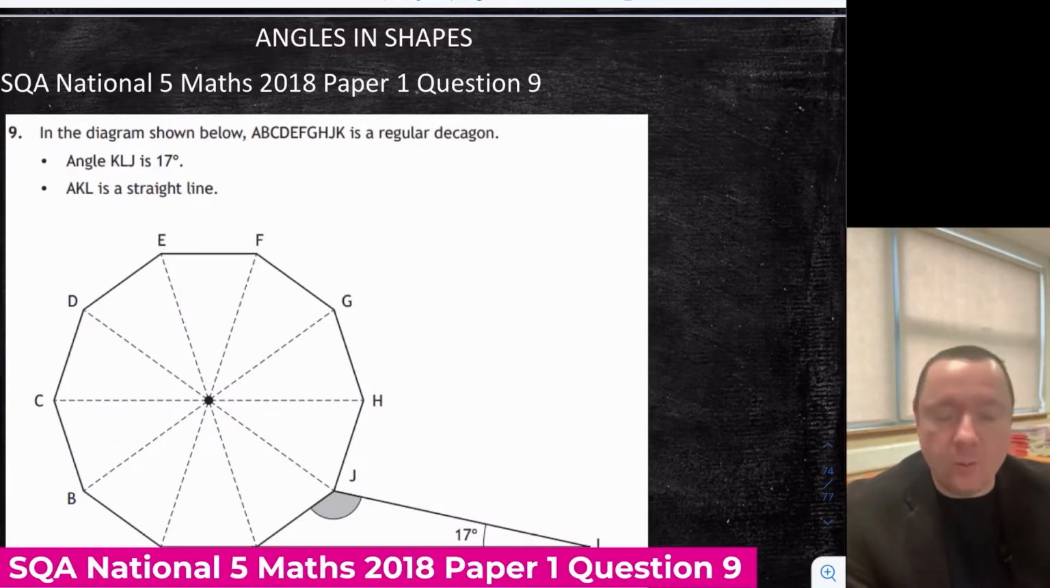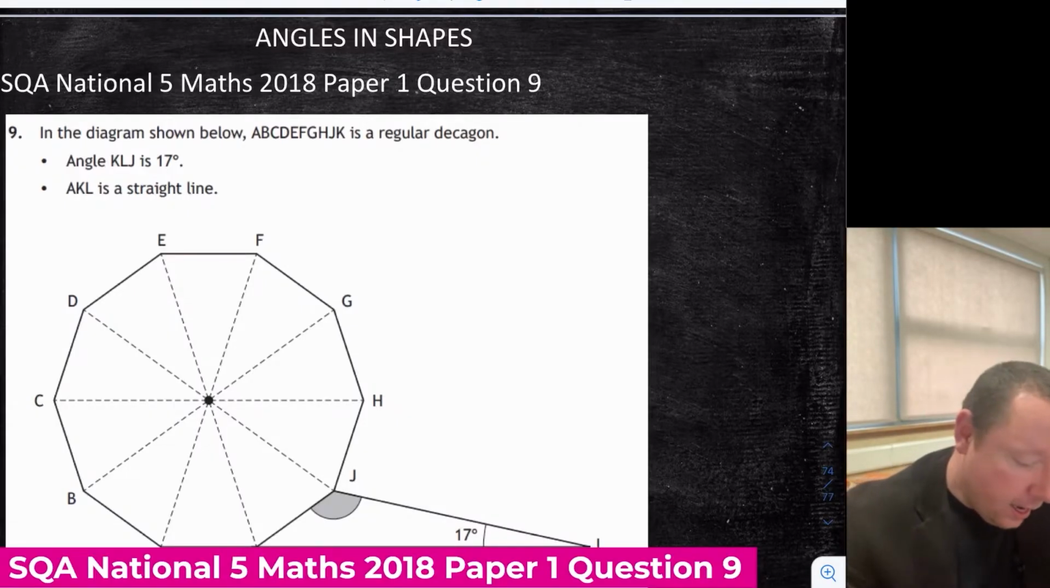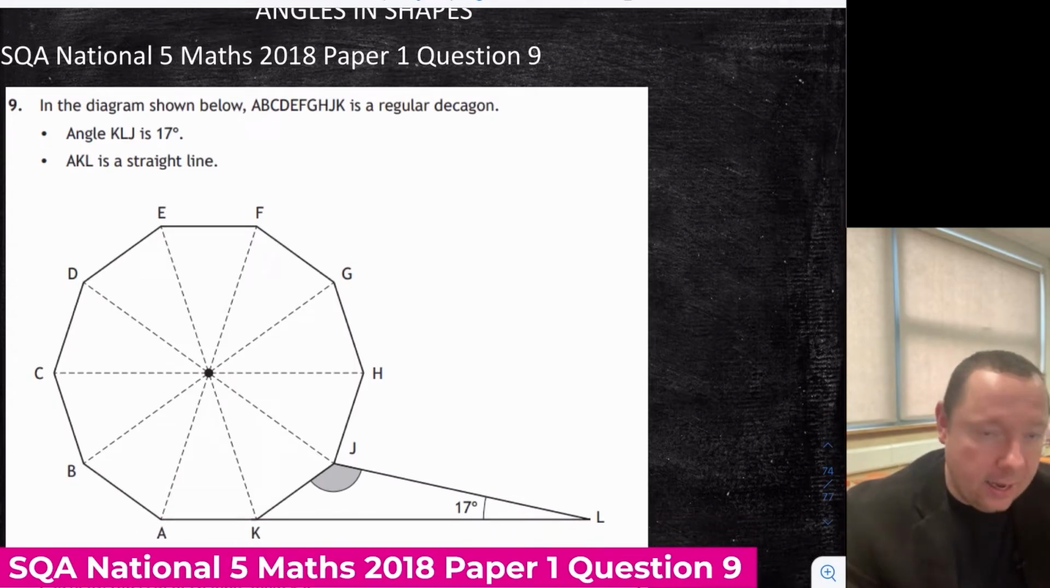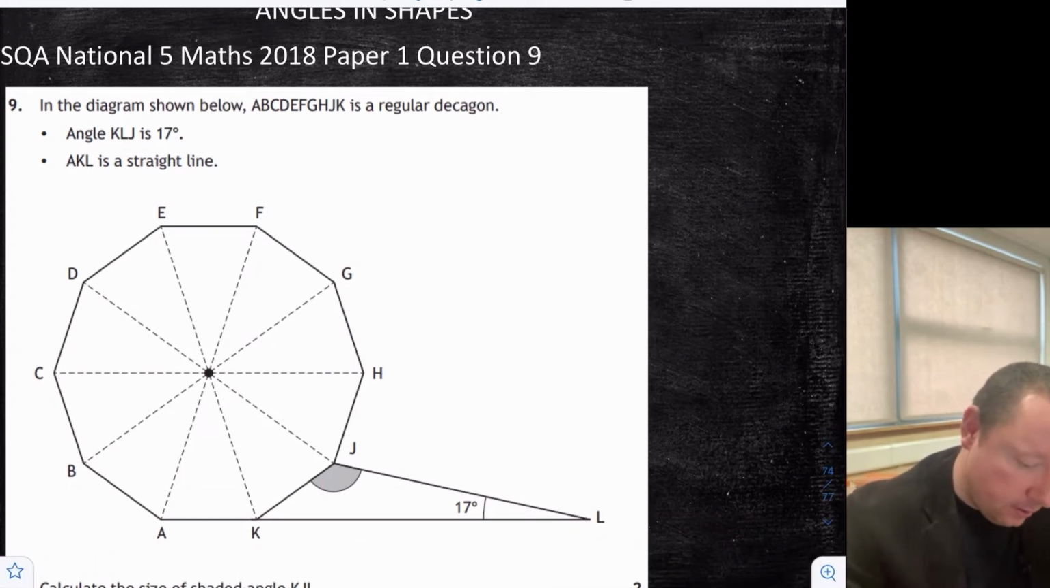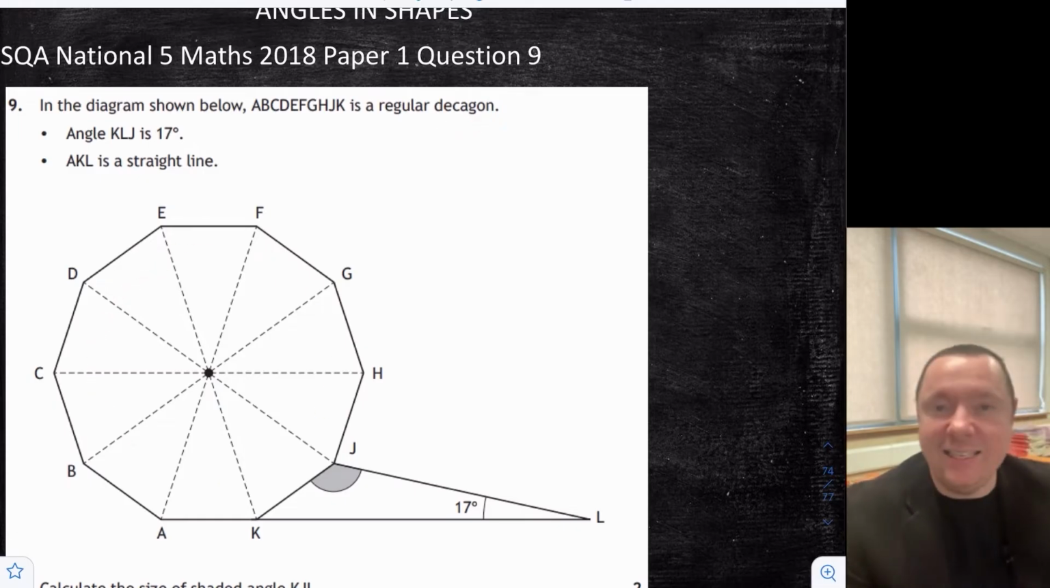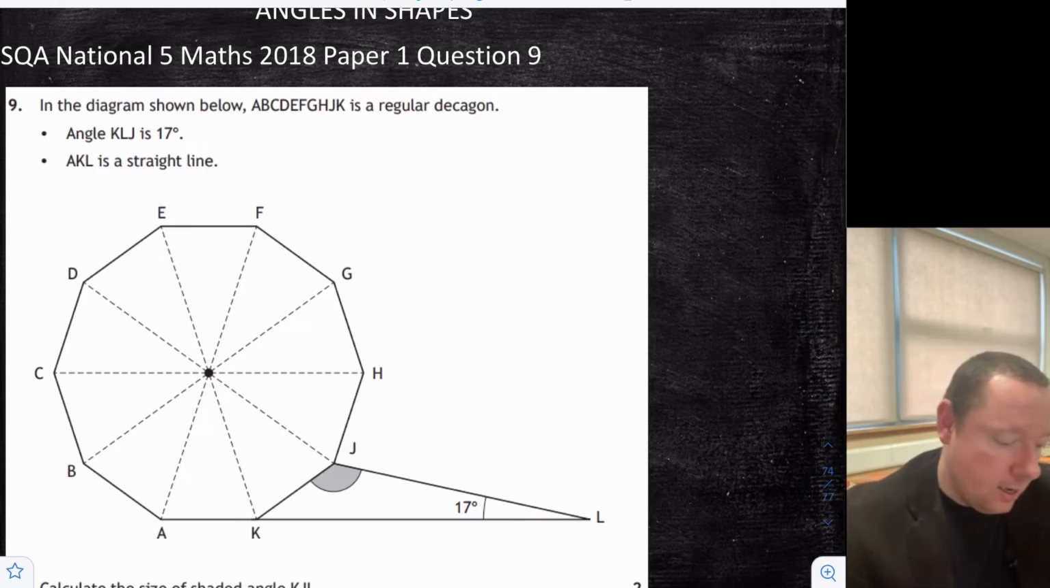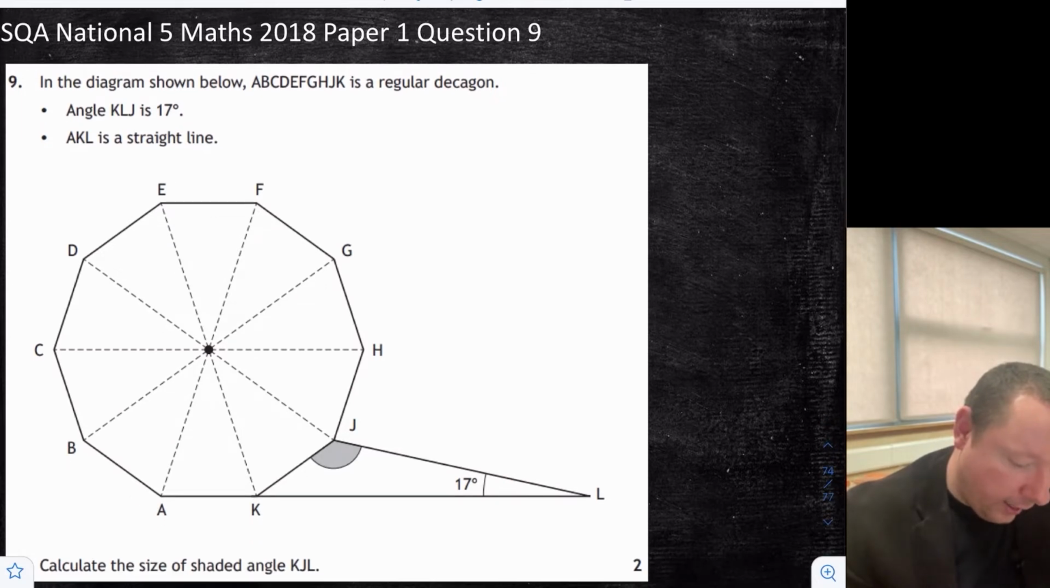SQA National 5 Maths 2018, paper 1, question 9 had this one, and it says the diagram is a regular decagon. You can count that. It's 10-sided. Okay, it's 10-sided. And it says KGL here is 17. You've got a straight line, A, K, and L. Calculate the size of KJL here.